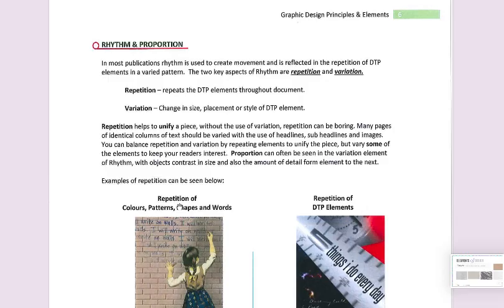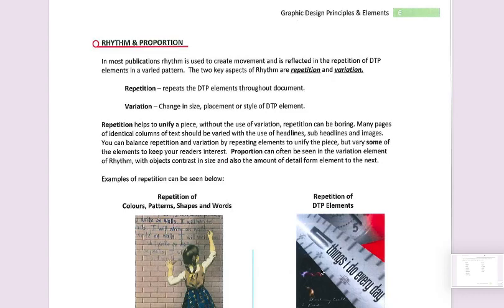The two key aspects of rhythm are repetition and variation. There are mentions of DTP over here. DTP means desktop publishing, but right now, whenever you see DTP, just think of, for this class, we're talking about design in general, not just DTP. So we have repetition, the repeat of elements throughout design, throughout documents. Then we have variation, change in size, placement, style of elements.